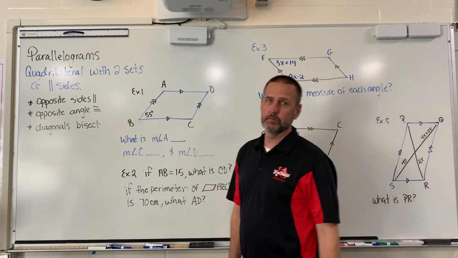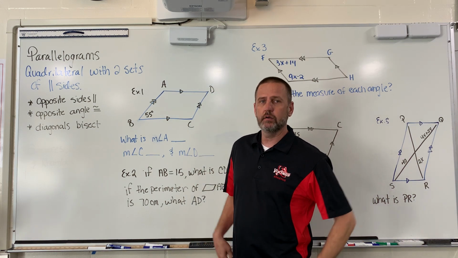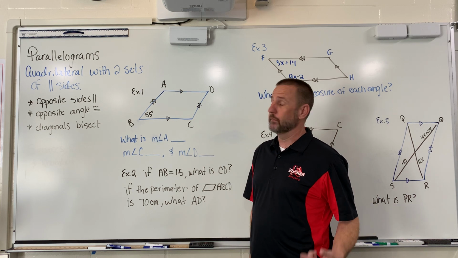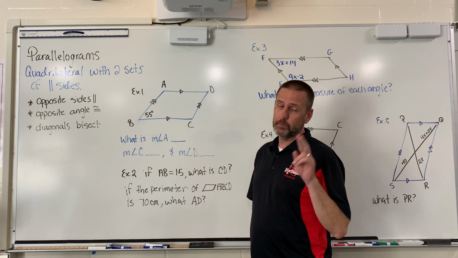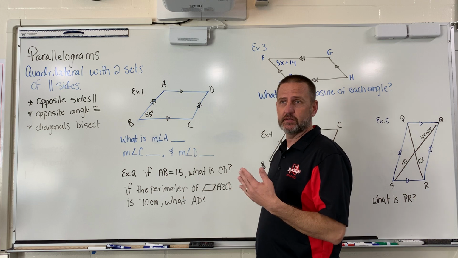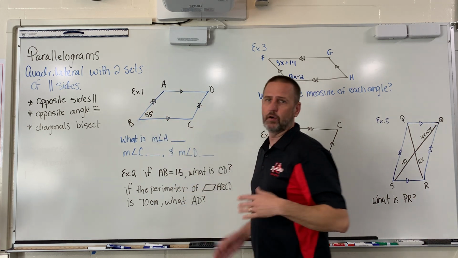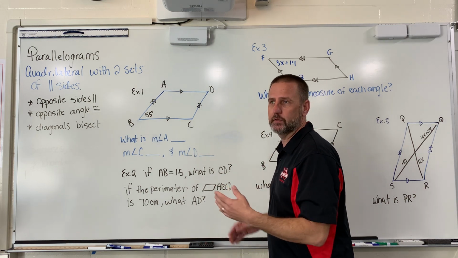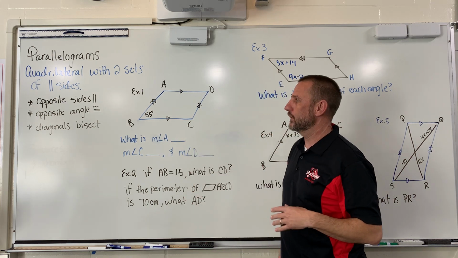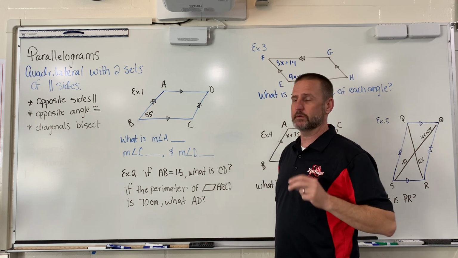Now with that comes a few other aspects of this shape that aren't part of the definition but are true statements about the overall shape. So first thing I want to go over with you is the fact that if you have two sets of parallel sides, you're going to create two sets of opposite congruent sides, meaning AB and DC are going to be the same exact length. They're going to be congruent, just like AD and BC are congruent. So just like we have two sets of parallel sides, now we have two sets of opposite sides that are congruent.